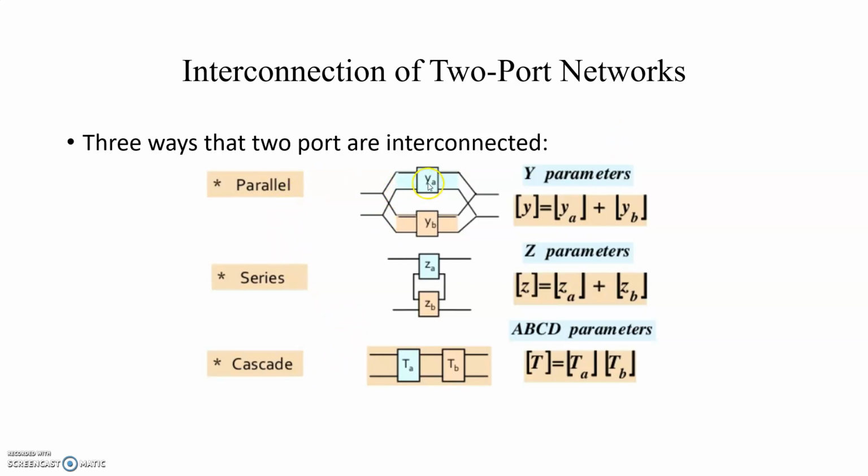Parallel means networks A and B are connected in parallel, so that is an admittance matrix. The overall admittance matrix is the sum of the individual matrices. Similarly, series means ZA and ZB, and the overall impedance matrix is equal to the sum of the individual matrices ZA and ZB. Next, cascade: the transmission matrices are connected in cascade, that is TA and TB. The overall transmission matrix is the product of the individual matrices.